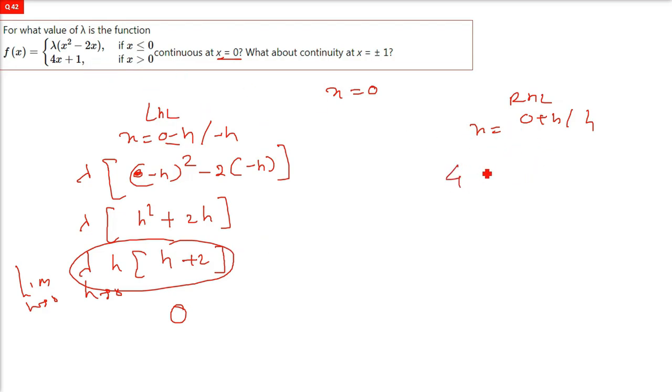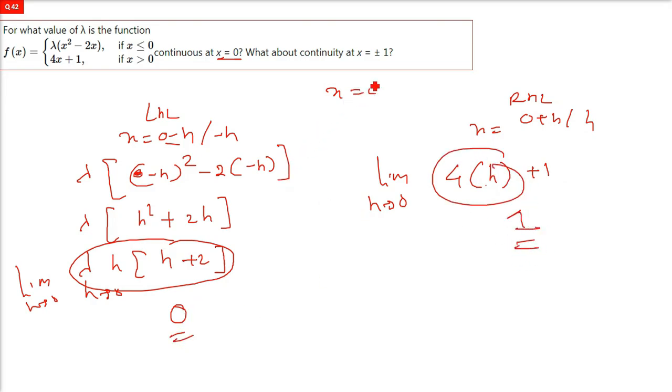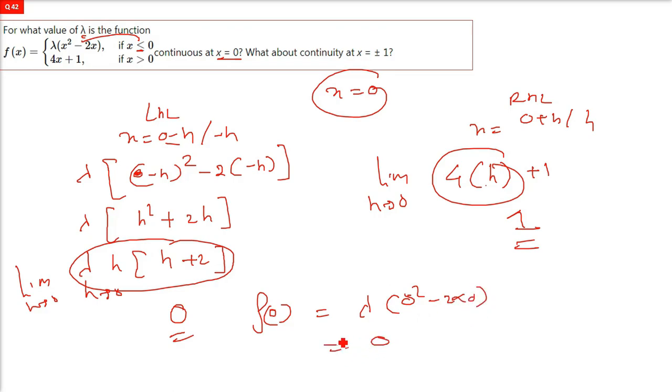Let us see the right hand limit also, then you will realize: 4h plus 1. So limit h tends to 0. Now when we apply the limit, this is 4 into 0, that is 1 only. So it will come as 1. Now 0 it is, 1 it is. When we put x equal to 0 in this function, f0, we need to check LHL, RHL and also the value of the function at this. The lambda is 0 square minus 2 into 0, that is again coming to 0. So 0, 0, 1. It is not continuous, which we see here.